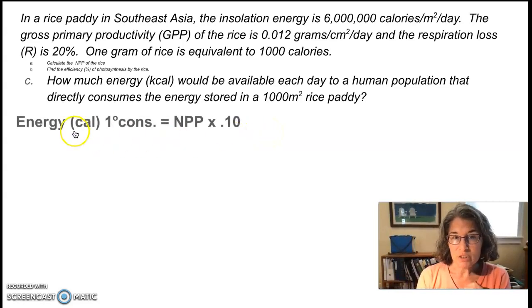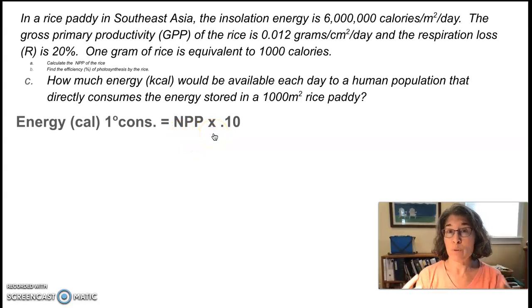We know that the energy in calories that primary consumers get from their food, in this case, is going to be 10% of the energy that's stored in the primary producers. In other words, 10% of the energy that's stored in that rice plant is going to be transferred to the next trophic level. So here you're applying what you know about the rule of 10 and energy transfer in ecosystems.